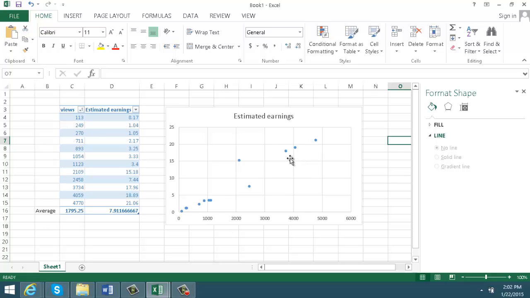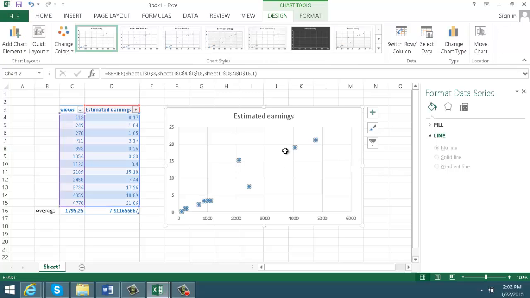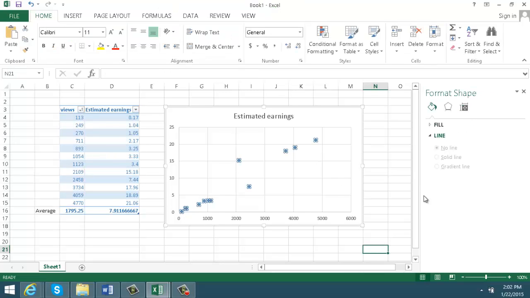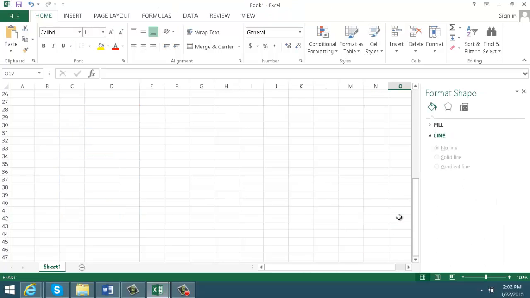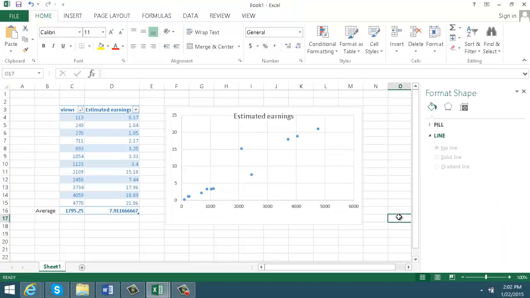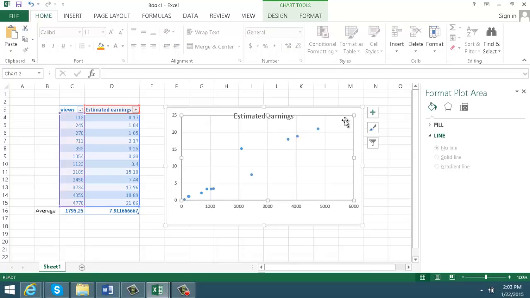So let's look at the formula and some cool analytics that you can use to predict how much we can make. You know, the earnings is unlimited. So let's do this.